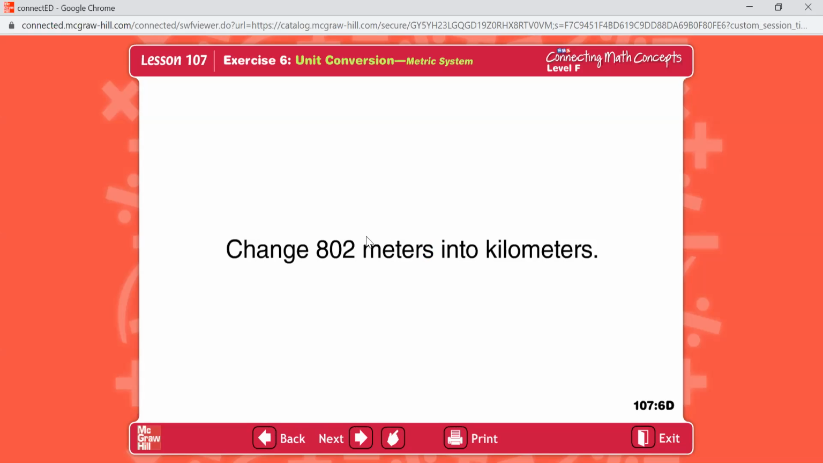Next, new problem. Change 802 meters into kilometers. Find the fact in the back of your book that has both of these, meters and kilometers. The answer is 802,000 kilometers. Change 52 millimeters into centimeters. The answer is 5 2/10 centimeters. Change 2 3/10 grams into milligrams. The answer is 2,300 milligrams.